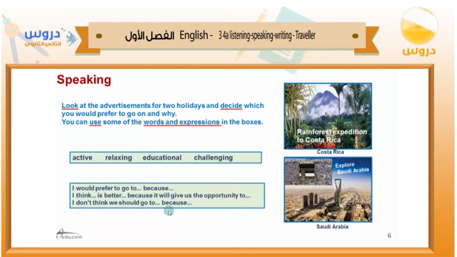So we can say, I'd prefer to go to Costa Rica because the rainforests are very relaxing. And there are mountains there, and if you like to climb mountains, climbing mountains there is very challenging. And the forest there is very active. There are many animals to see, and also it's a little bit adventurous.